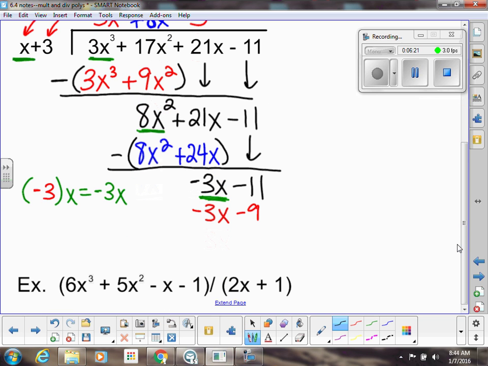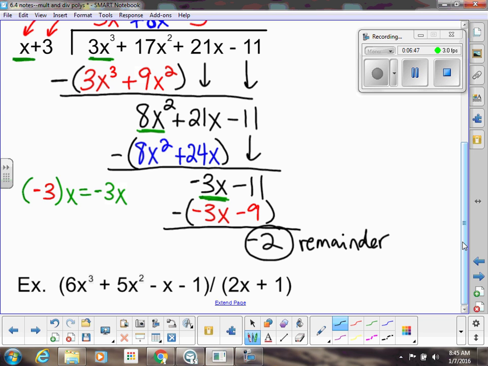I'm going to do the same thing we did. I'm going to subtract. So negative 3x minus a negative 3x gives me 0. And then negative 11 minus a negative 9 would give me negative 2. Now do you notice how I can't multiply anything times x to give me negative 2? So that's how I know I'm done. And this is my remainder.